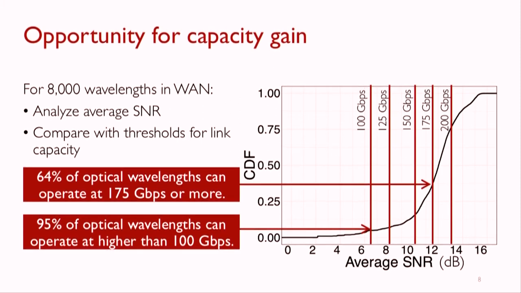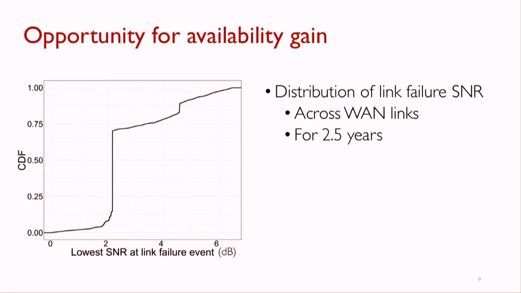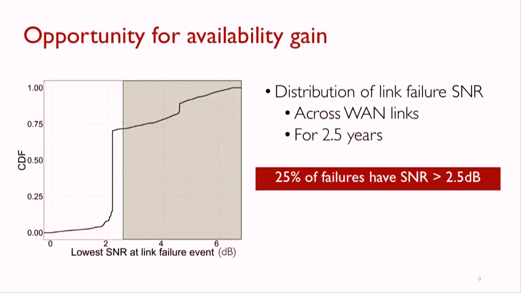Now I'm going to look at the opportunity for availability gain. So I'm plotting here on the x-axis the SNR at all failure events that I've observed in the last 2.5 years, and y-axis is the cumulative distribution. I want you to note this green region, which covers roughly 25% of this distribution.